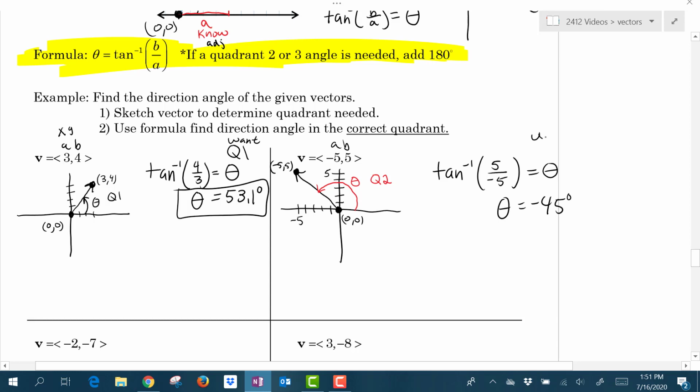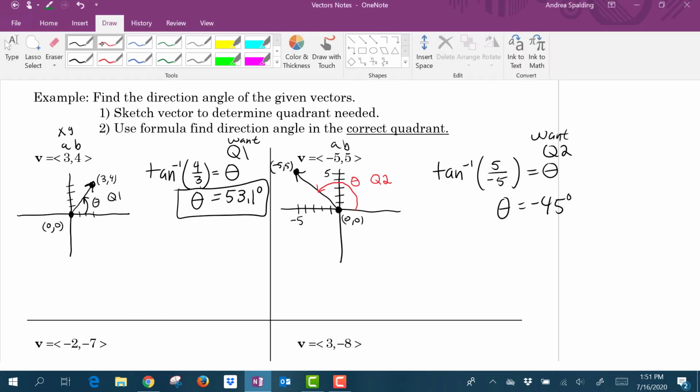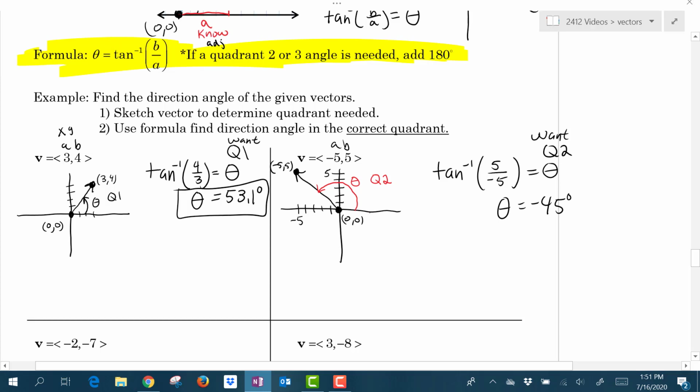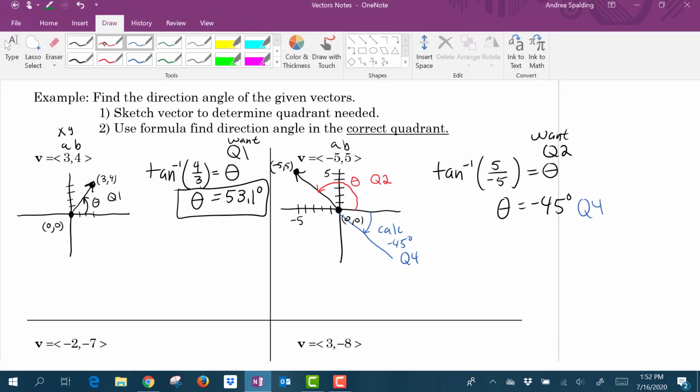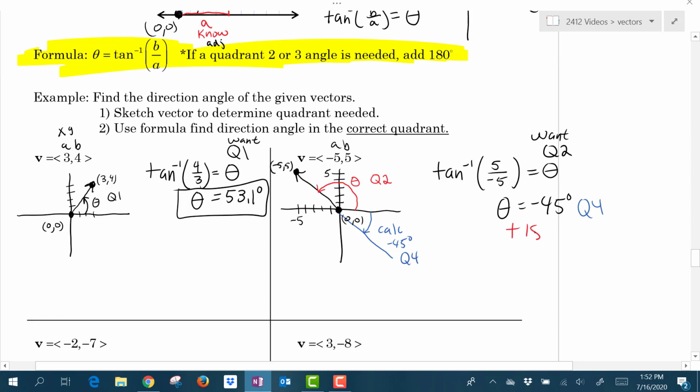Now, we said earlier that we wanted a quadrant 2 angle. But the angle that my calculator gives me is, what is that? If I started at the positive x-axis and I rotated in the negative direction, that would be a quadrant 4 angle. So the calculator gives you negative 45 degrees, which is a quadrant 4 angle. If you get a quadrant 4 angle, that is not the correct solution. You don't want to give negative 45 degrees as your answer because we want a quadrant 2 angle. So how do we fix that? We're going to add 180 degrees.